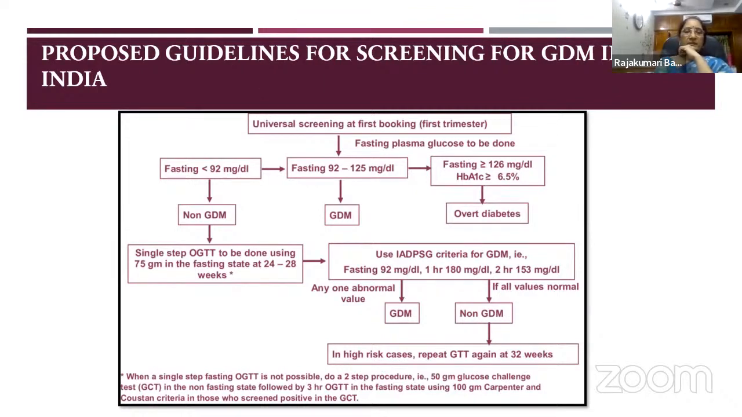When the OGTT is done at 24 to 28 weeks, we have to consider, according to the International Society, the following values: fasting 92, 1 hour 180, 2 hours 153 milligrams per deciliter. If all values are normal, it is non-GDM. In high-risk cases, we have to repeat the GTT again at 32 weeks. If any one value is abnormal, consider it as GDM.